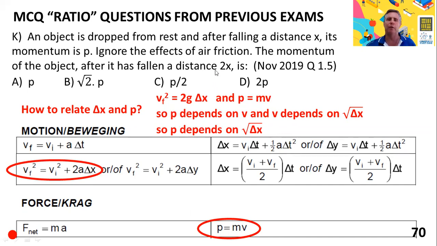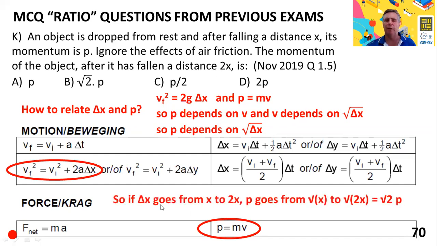So if the distance doubles, P is not going to double. Delta x goes from x to 2x. P goes from root of x to root of 2x, which is the square root of 2 times P. This one is a bit more tricky, so maybe listen to this again and take some time to be sure that you're clear. It all depends on this relationship between delta x and P.